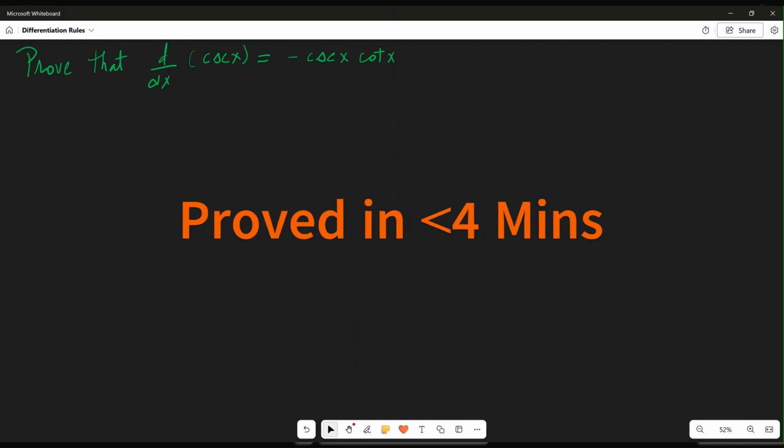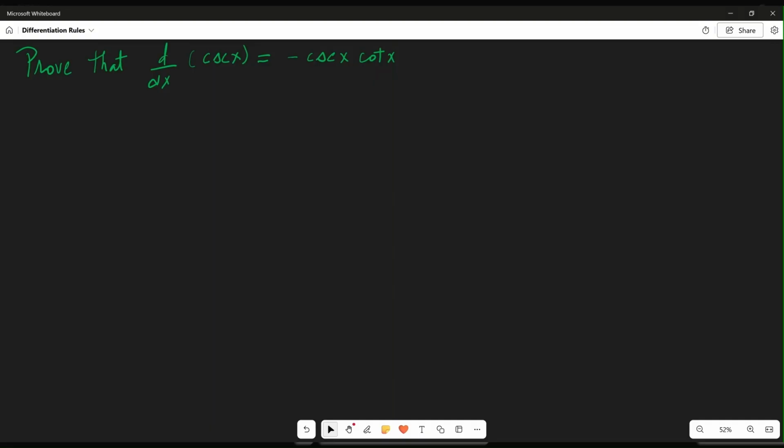Who doesn't love proofs? I bet you do by the end of this video. So let's get started. Prove that the derivative of cosecant x is equal to negative cosecant x times cot x. Okay, let's take the left hand side and prove that the left hand side is equal to this right hand side.